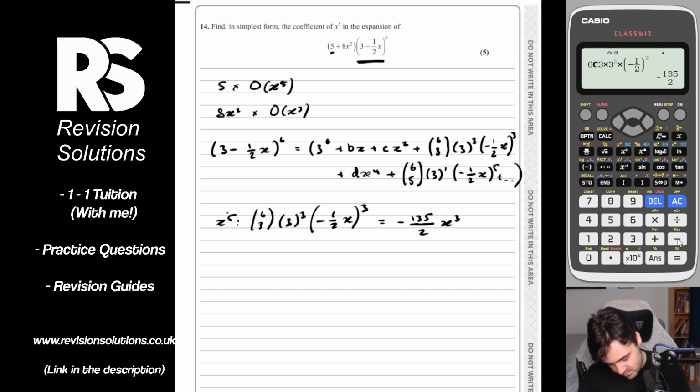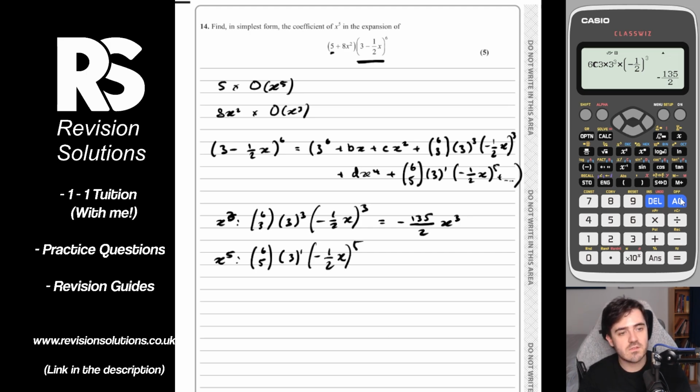Sorry, this is the x cubed term, not the x to the 5 term. Let's do the x to the 5 term now. So x to the 5 will have 6 choose 5, then 3 to the 1, and then minus a half x to the 5.